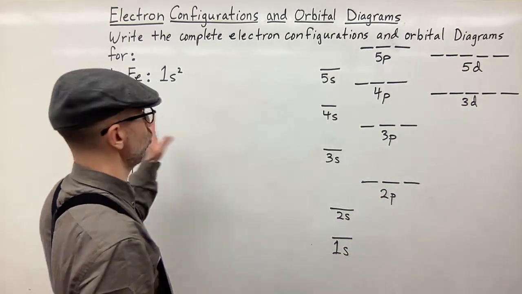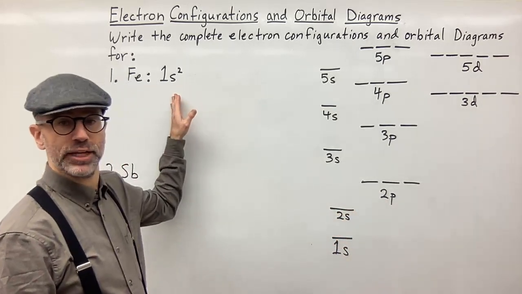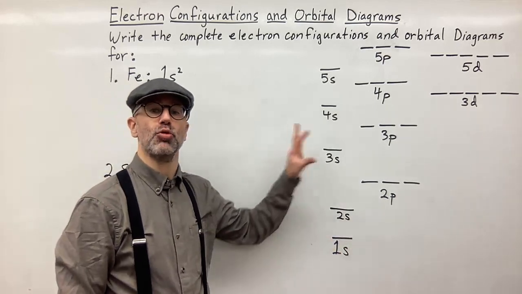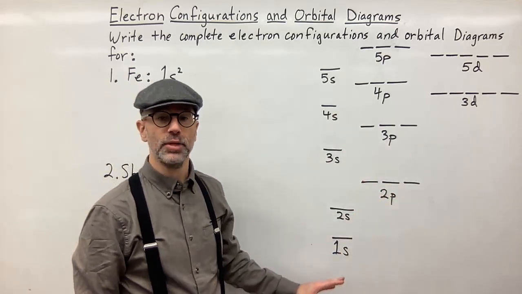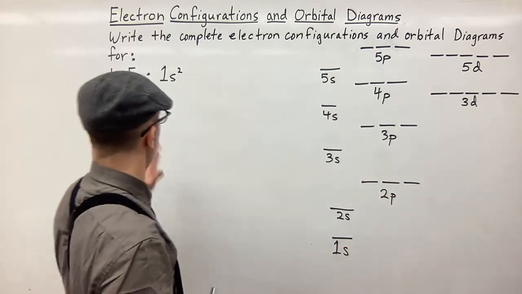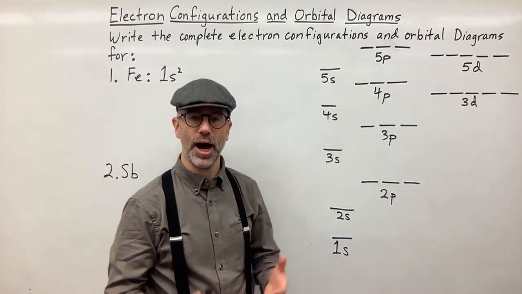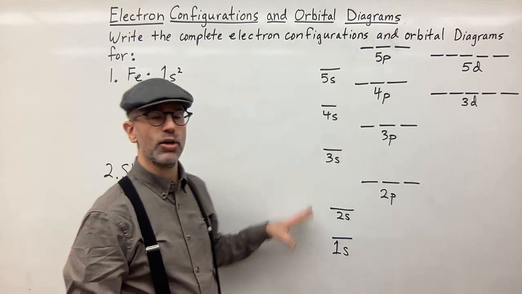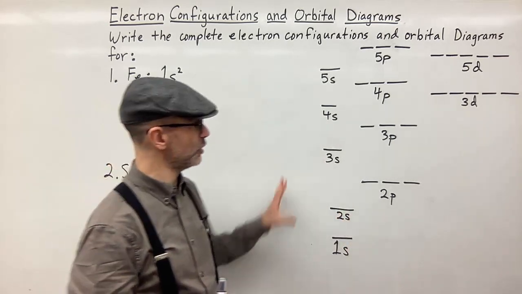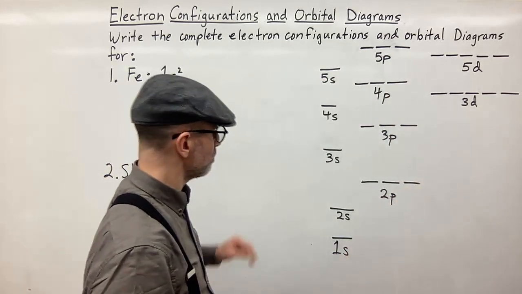You can either do the orbital diagram first or do the electron configuration first. It doesn't matter. You can actually get the electron configuration directly from the orbital diagram. So it might help to do the orbital diagram first. So we'll leave this here, and I'll run through the orbital diagram for iron first. That'll give you an idea of how we get the electron configuration, because the electron configuration is the orbital diagram.